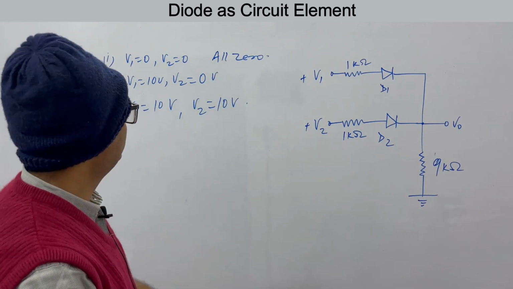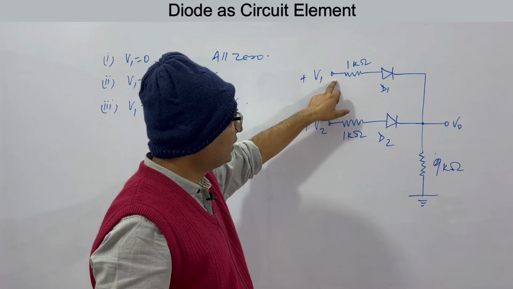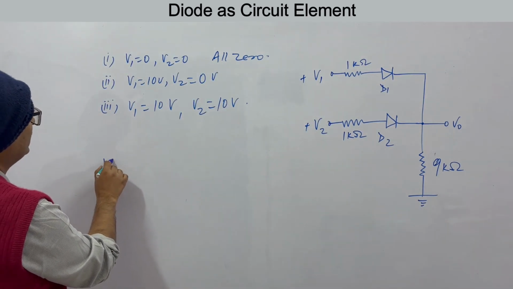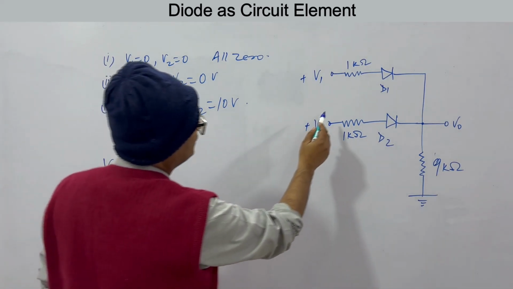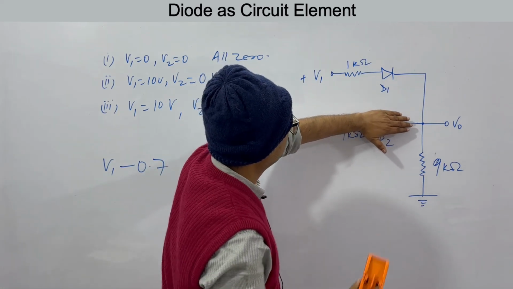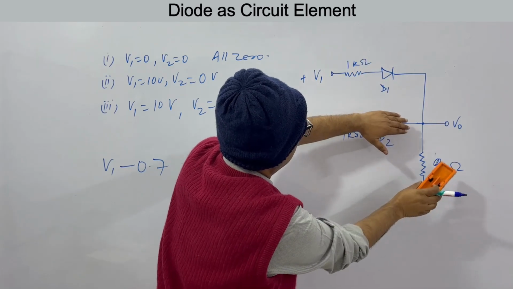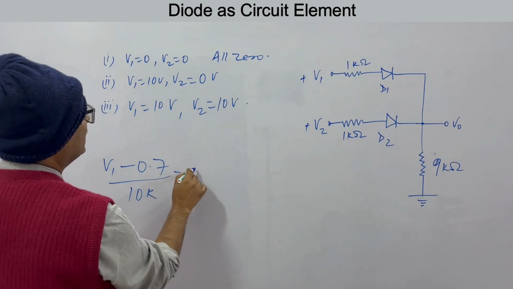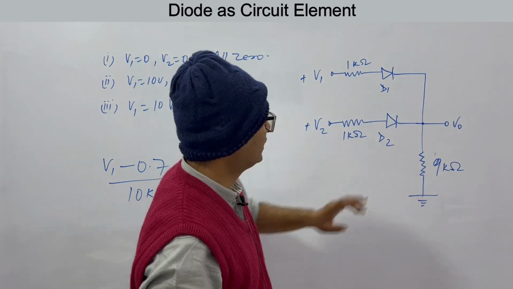Second case: V1 is equal to 10 volts, V2 is 0. When this is equal to 10 volts, what will we have? This is, let's say, 0.7. So we'll have V1 minus 0.7 divided by the resistor. This is 0, so just forget this circuit. The total voltage is V1 minus 0.7, and the resistor is 1 kilo ohm plus 9 kilo ohms, that is 10 kilo ohms. This will be the current flowing in this circuit.